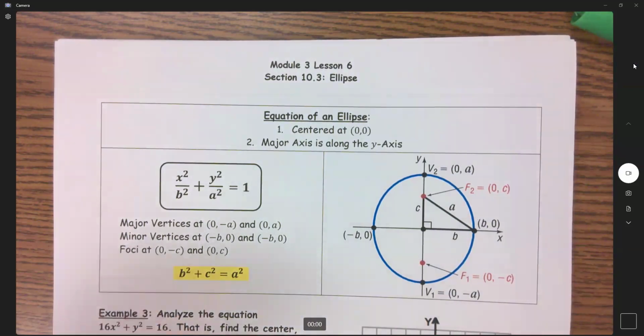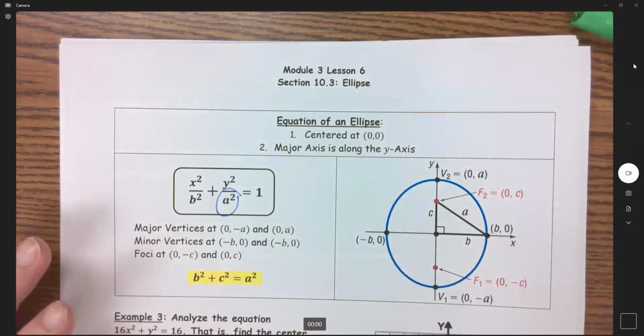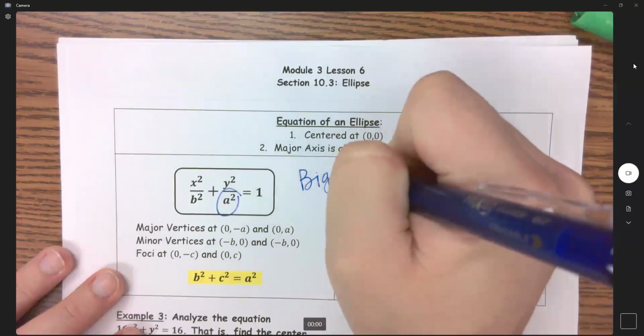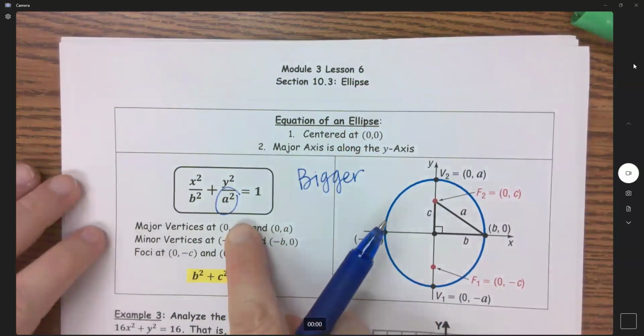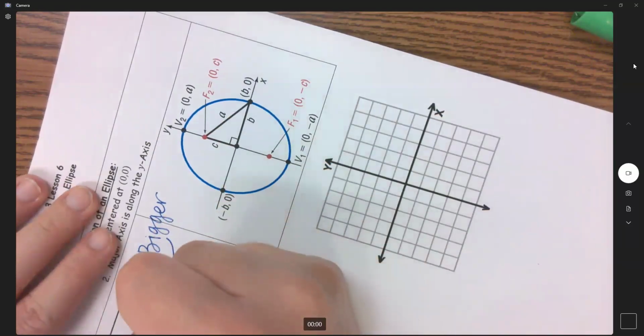And I can tell that because now my a squared, and I always know which one is a squared, because it is the bigger of the two numbers. My a squared is under now my y.